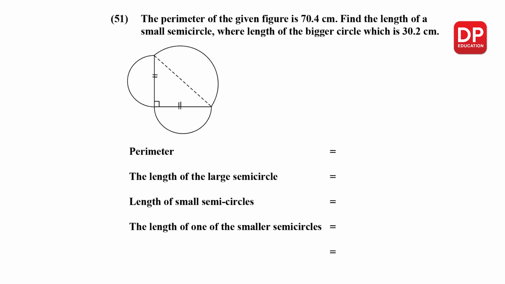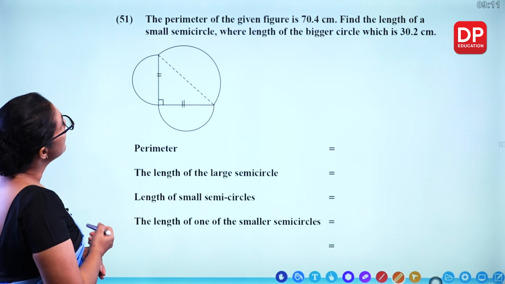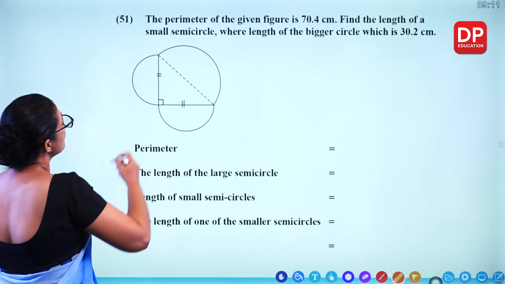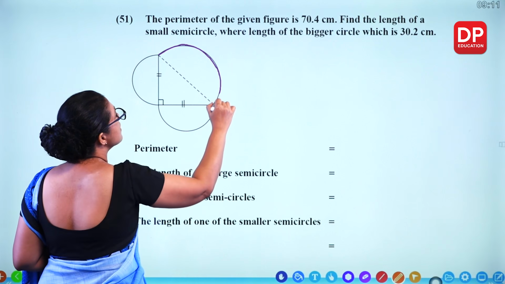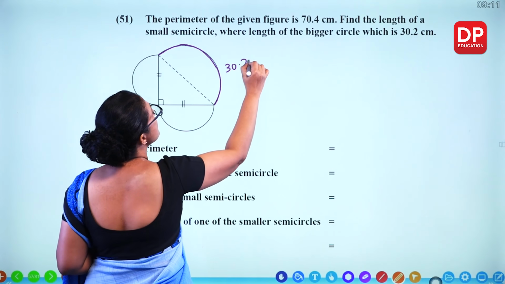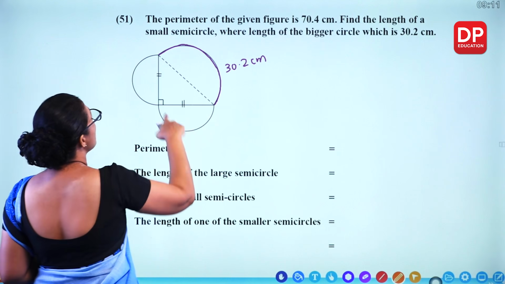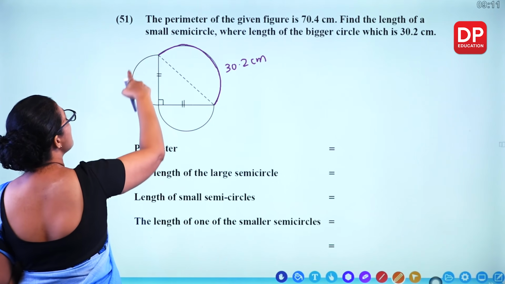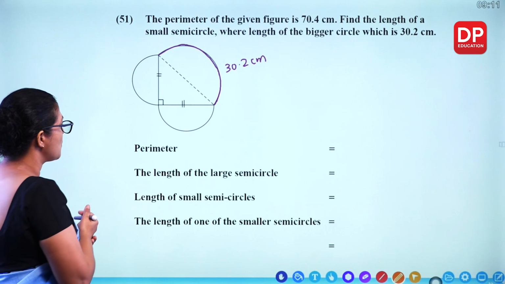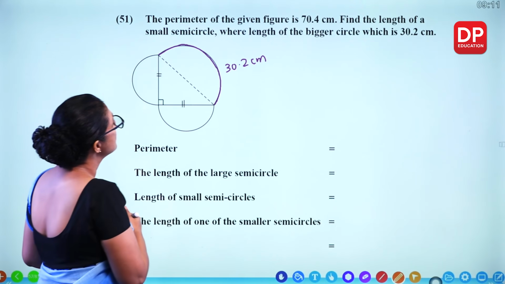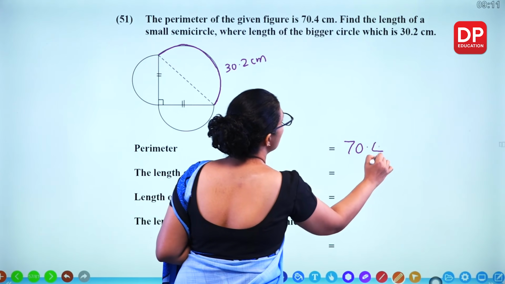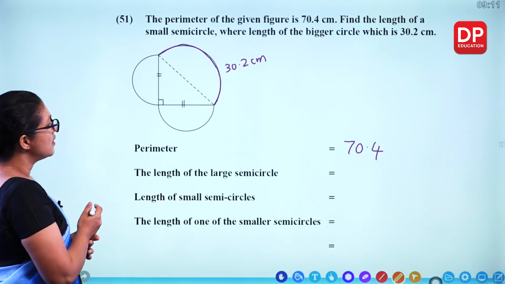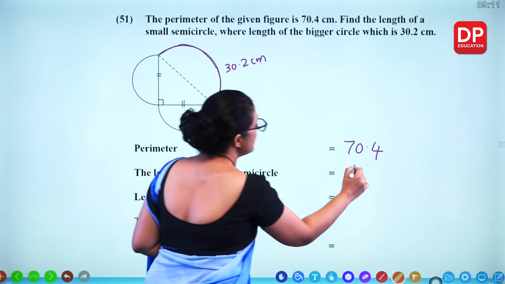This one. The perimeter of the given figure is 70.4. Find the length of a smaller semicircle, where length of bigger circle which is 30.2. So this part is 30.2 centimeters given. We are asked to find the smaller one. So this one is same as this one because this side is equal to this one. So what's the perimeter given? 70.4. And what's the length of large semicircle? 30.2.